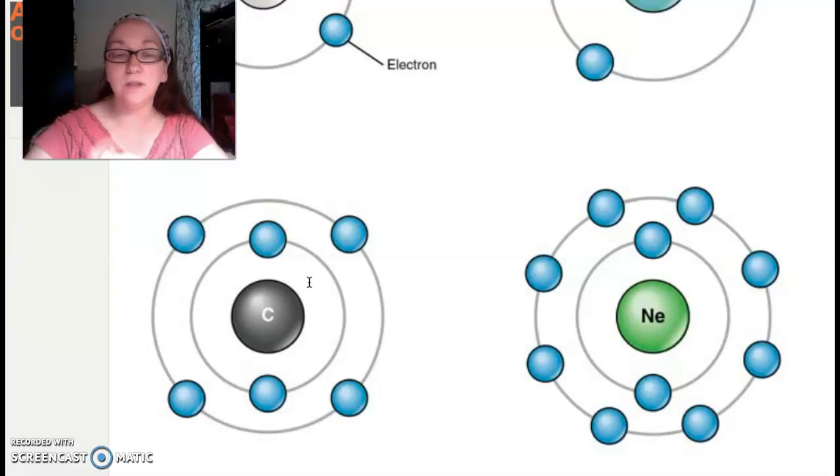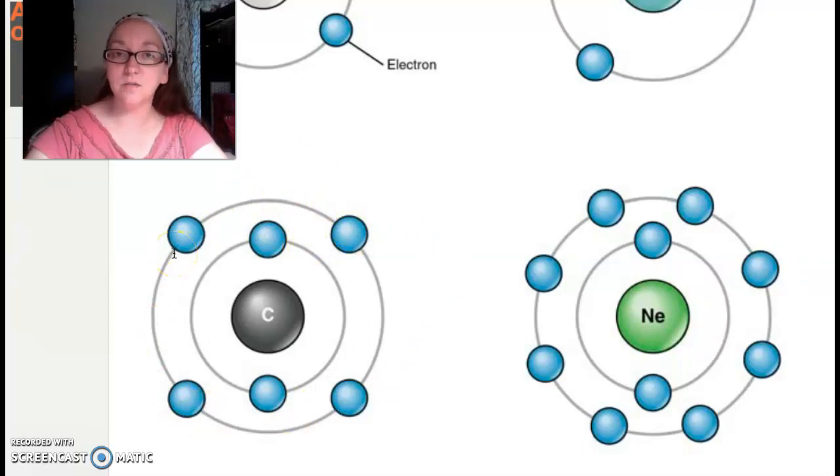We can only fit 2 in there. So you have 1, 2, and you look in this one, 1, 2 on that center ring around the nucleus. So the first shell can only have 2. Now after that, for most of the biology important molecules, we can have 8 in the next one.